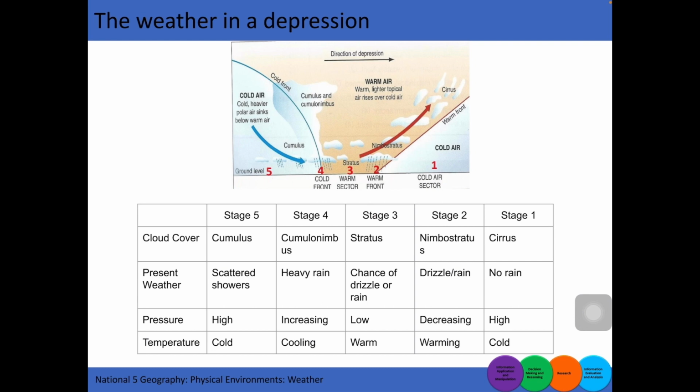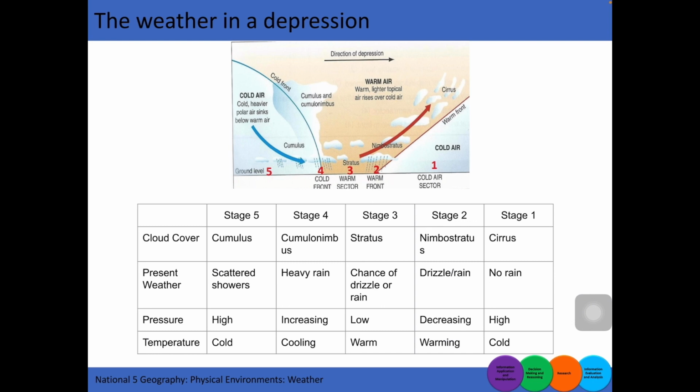In stage 5, we're going to have the remnants of the clouds of stage 4. So those big cumulonimbus clouds are going to break up. So in stage 5, we have cumulus clouds, and they're going to give you scattered showers depending on where they fall out. And again, it's because their big band of cloud is broken up into individual clouds. The temperature once again is back to cold, and essentially we're back where we started then. Okay, so that's your depression has then passed over.